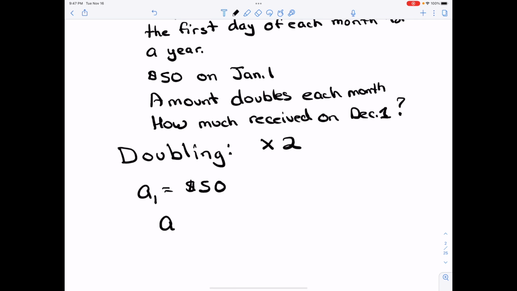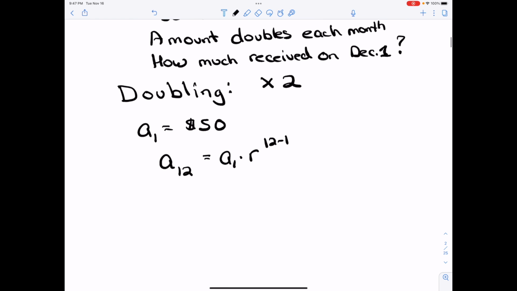So you can figure this out. You could say, well, December will be A sub 12 because there's 12 months in a year. January would be the first month. December is the 12th month. December would be A sub 12. And you could take the A sub 1, which times r to the 12 minus 1 and figure this out.